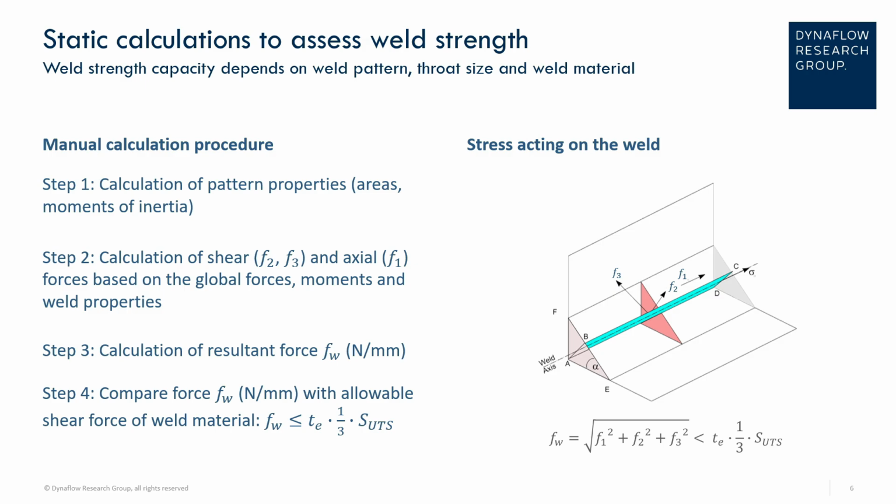Step 2 is the calculation of the shear, F2 and F3, and the axial, F1, forces, based on the global forces, moments, and the weld properties. In step 3, we calculate the resultant force, Fw, and finally in step 4, we compare the force, Fw, with the allowable shear force of the weld material.